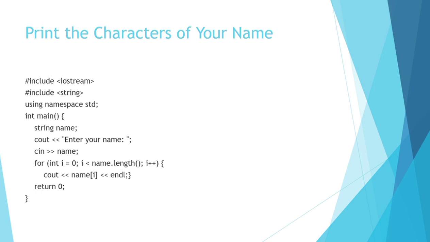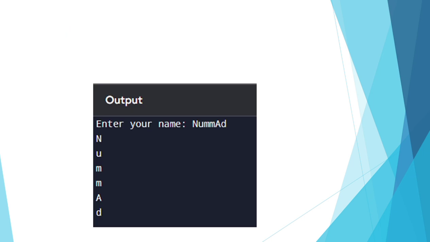Body of the loop. The line cout << name[i] << endl prints the current character of name at index i followed by a new line, endl, so each character appears on a new line. For each iteration, the loop prints the character at the current index, name[i]. The loop continues until i reaches the length of the string; it prints each character of the name. After successful execution, the output of the program will be this.